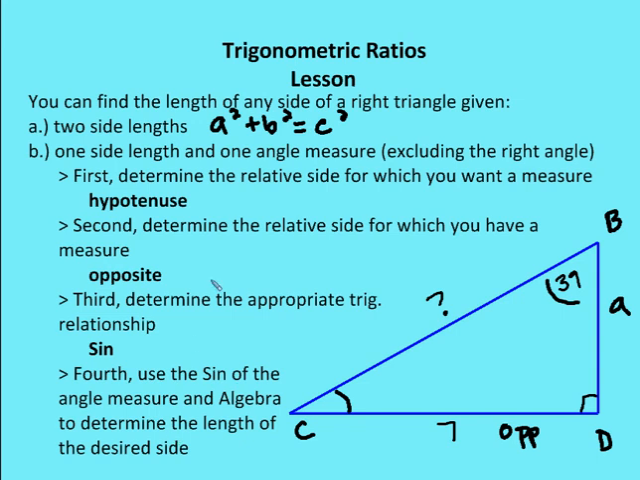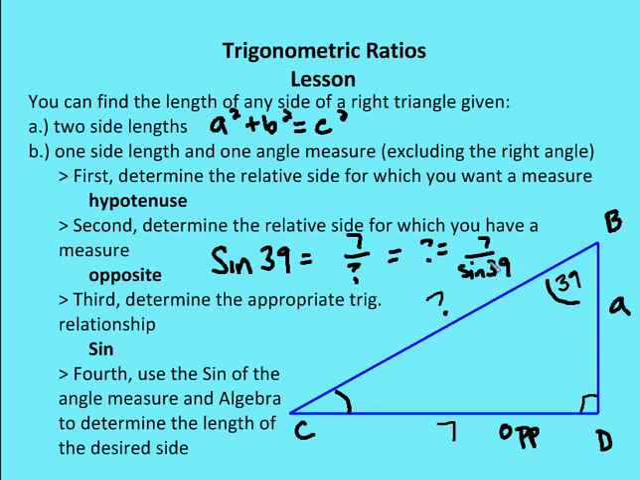And then fourth, we're going to use the sine of the angle measure and algebra to determine the length of the desired side. So we're going to go through the same thing we went through with the angle of elevation and depression. We're going to say the sine of 39 degrees is equal to the opposite side, which is 7, over the question mark, our hypotenuse. And we rewrite it as the question mark is equal to 7 over the sine of 39 degrees.